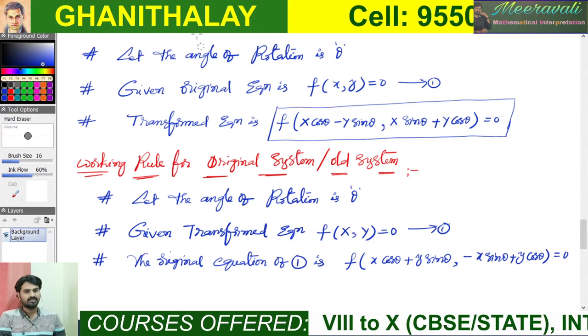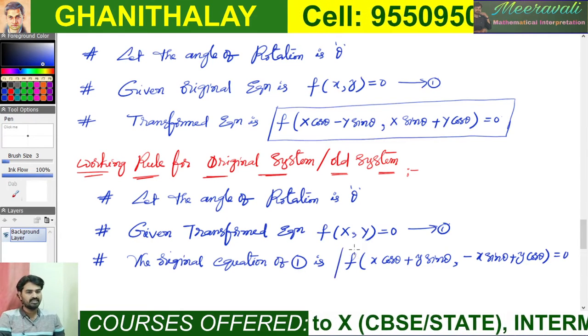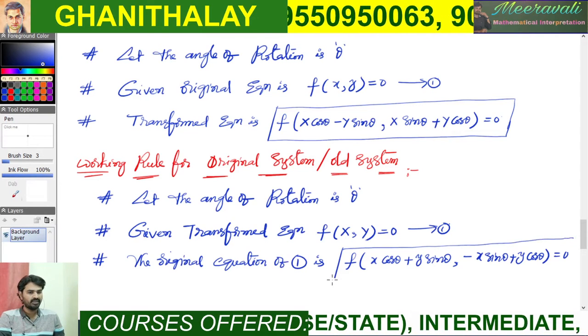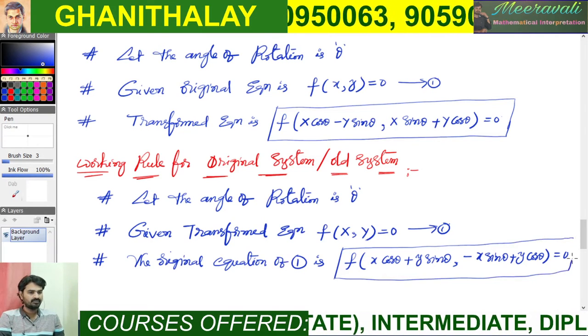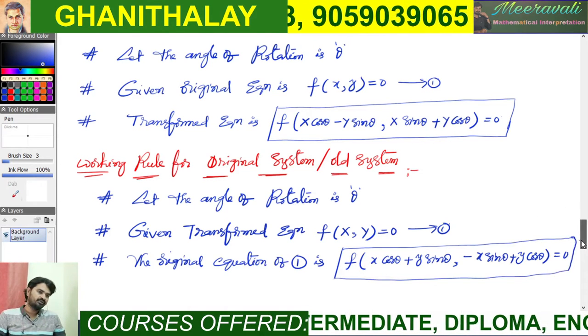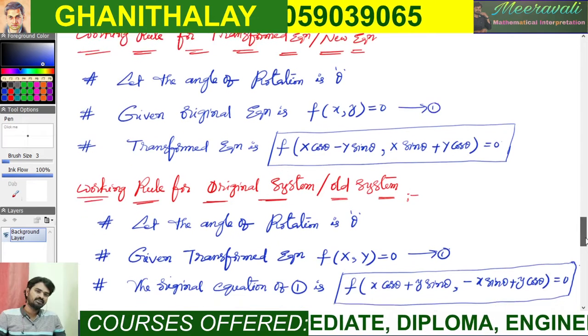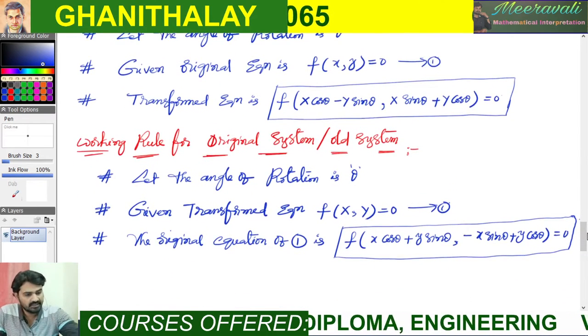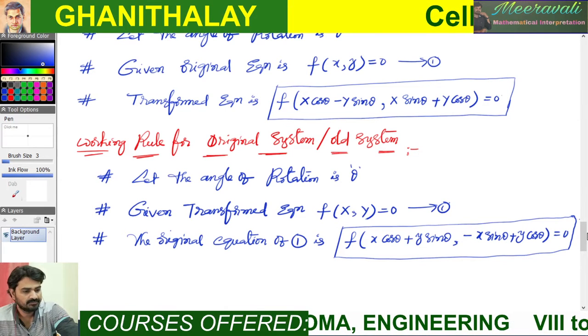Okay, this is the equation to find the original equation. So these all formulas should be obtained from the table that I have told you. Remember that these two things are the working rule to find the equation from the original system to the new system, and from new system to original system. Okay, let's start the important problems in this model.